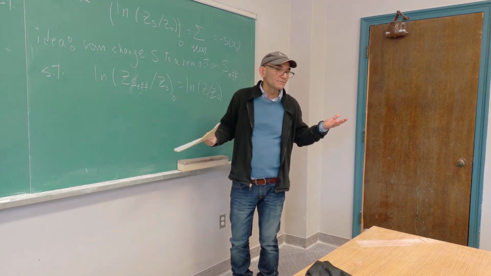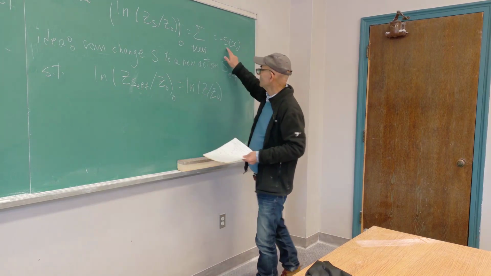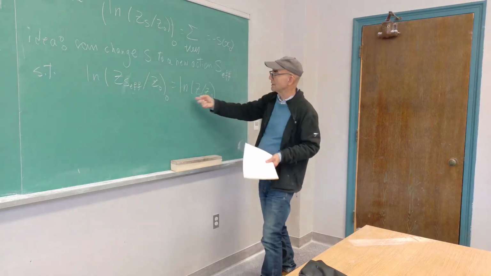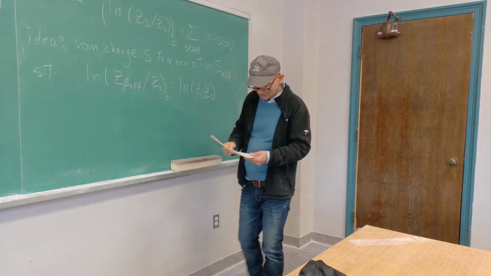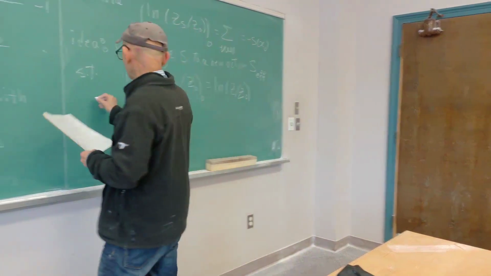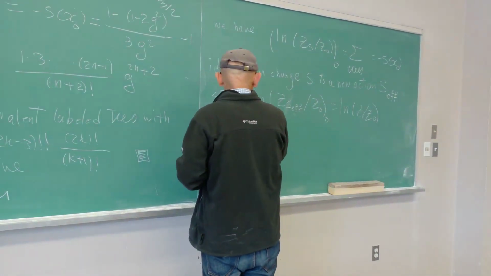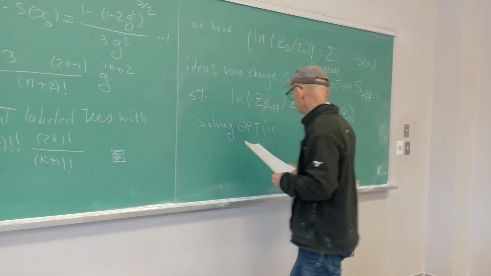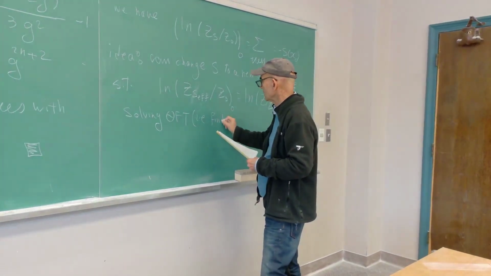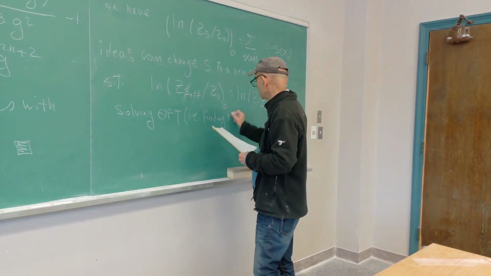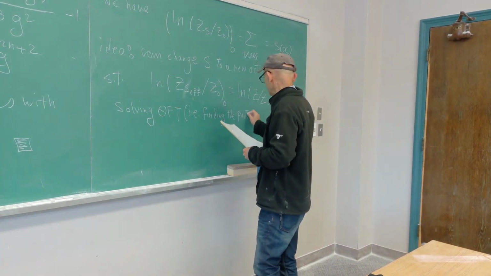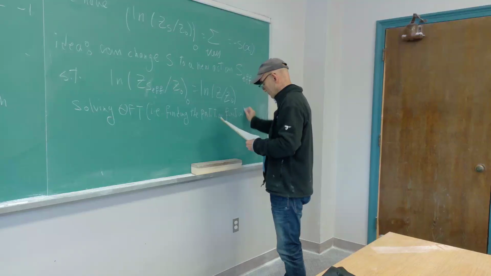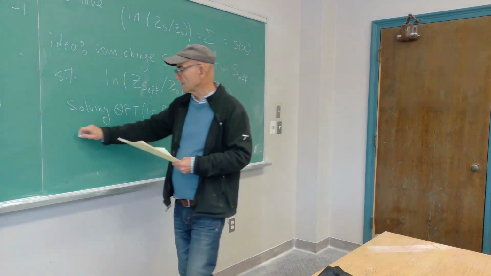The partition function is at your disposal. You have to solve the classical equations of motion and then evaluate, and that's it. And that's what we want to do. So that's why we can say solving quantum field theory, i.e. finding a partition function, is essentially the same as finding the effective action.